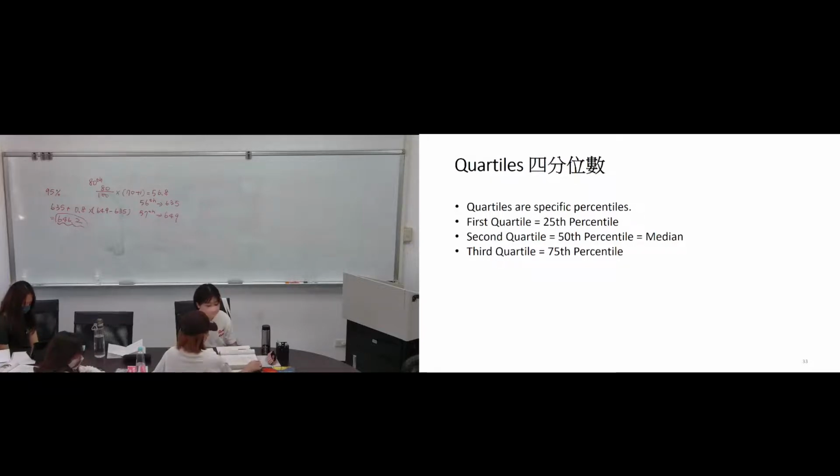The last measure of location is the quartile. Quartiles split the data values into 4 segments: the first quartile, second quartile, and third quartile. The first quartile, in percentile terms, is the 25th percentile. The second quartile is the 50th percentile, and the third quartile is the 75th percentile.